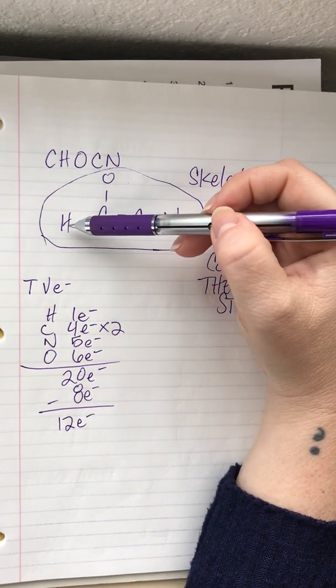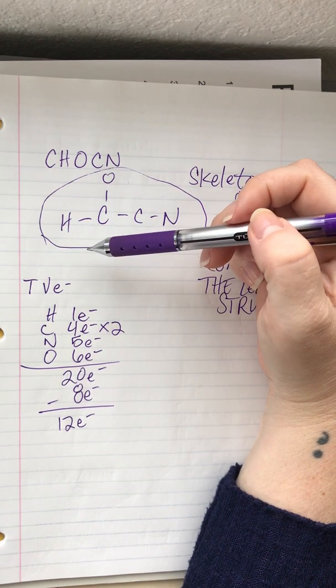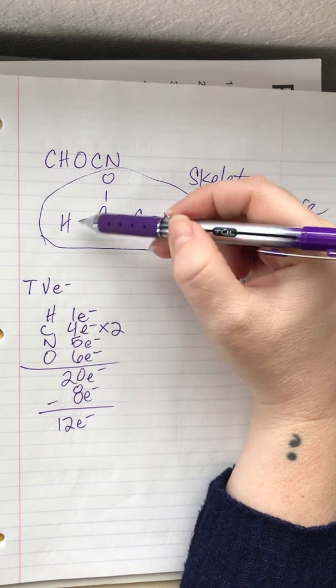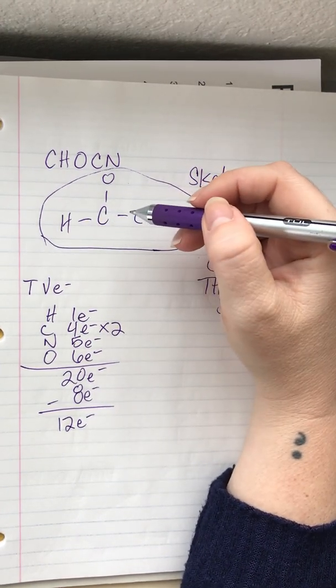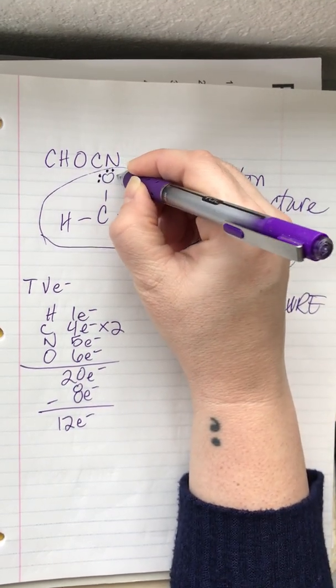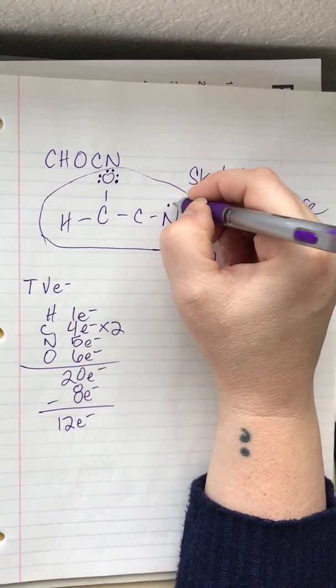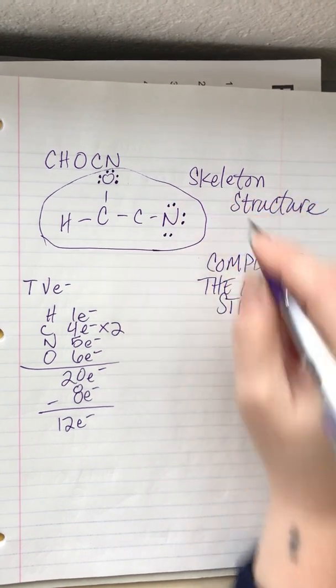Am I going to put any lone pairs on hydrogen? No. Why not? Because it can only have 2 electrons around it, exactly. Definitely sharing it. So I'm going to start putting them around oxygen. So I've got 6, 7, 8, 9, 10, 11, 12.